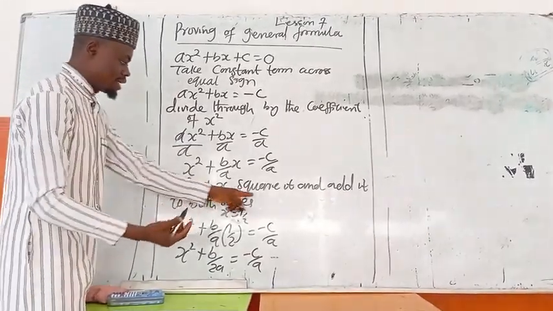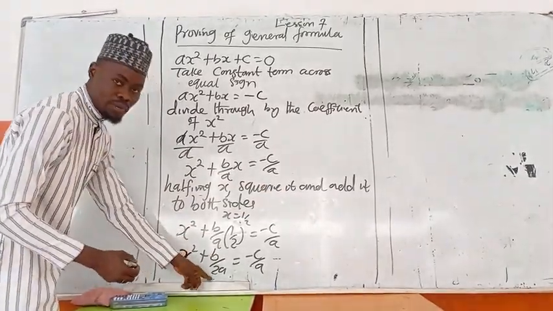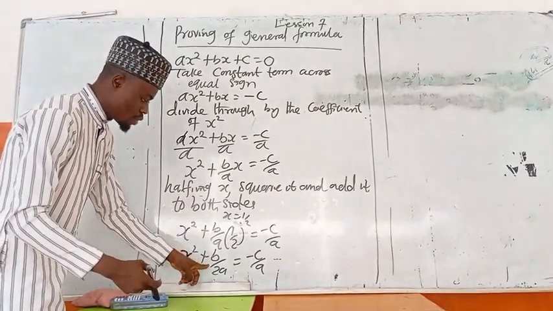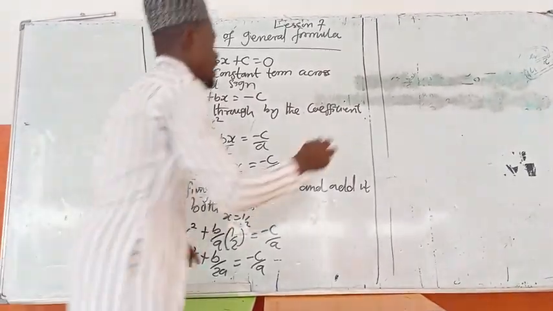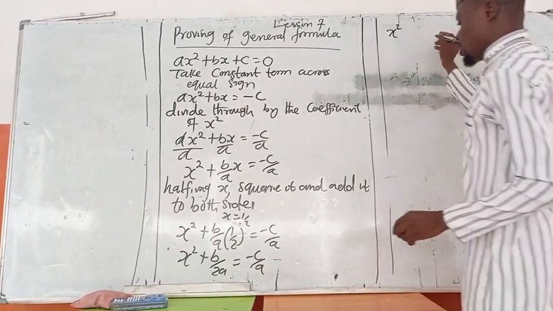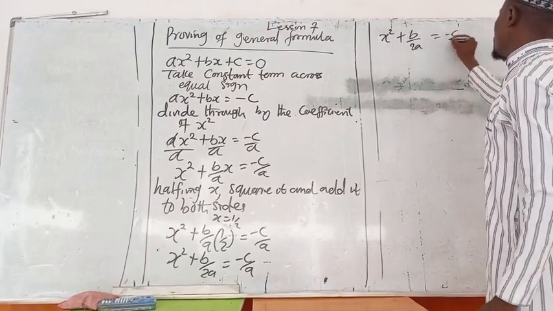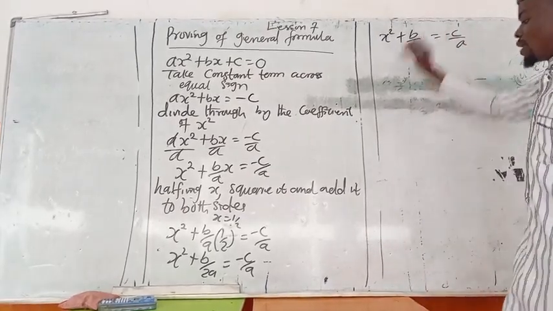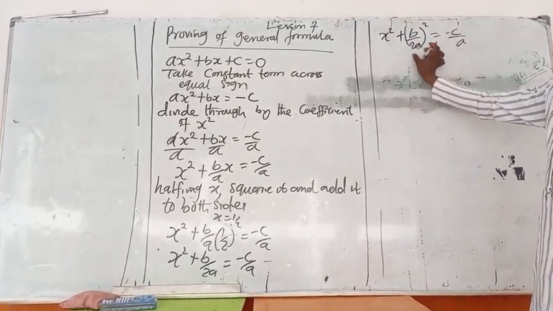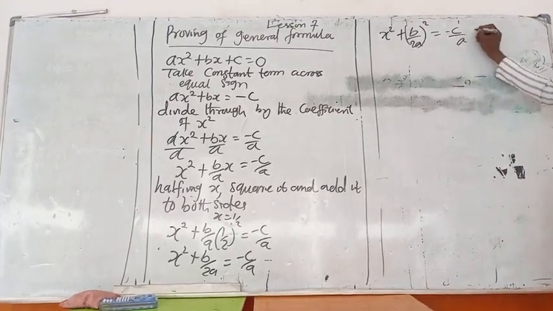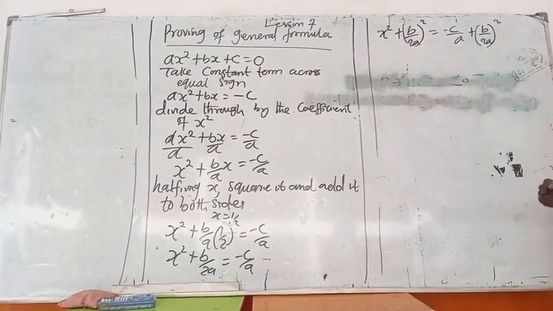The next thing is square it. I have to square this side. What I have is b over 2a. When I open the bracket, I have to square this one, then add it to this side. I'll repeat it, x squared plus b over 2a x is equal to minus c over a. This is what I have when I open this bracket. Then I'll square it now. After squaring this one, then add it to this side, which is plus b over 2a all squared. I'm done.